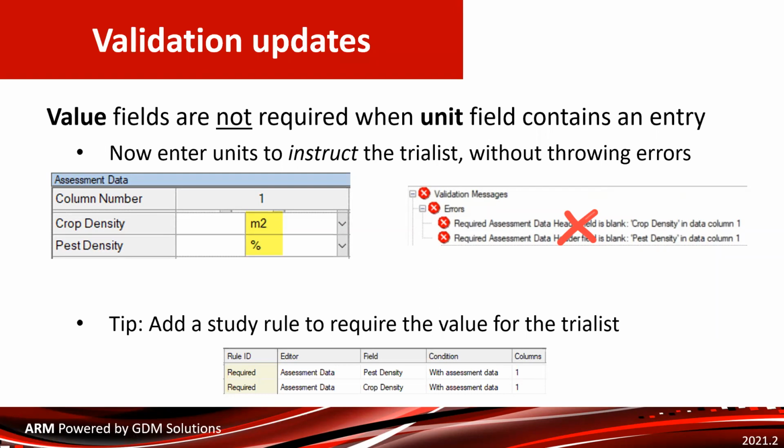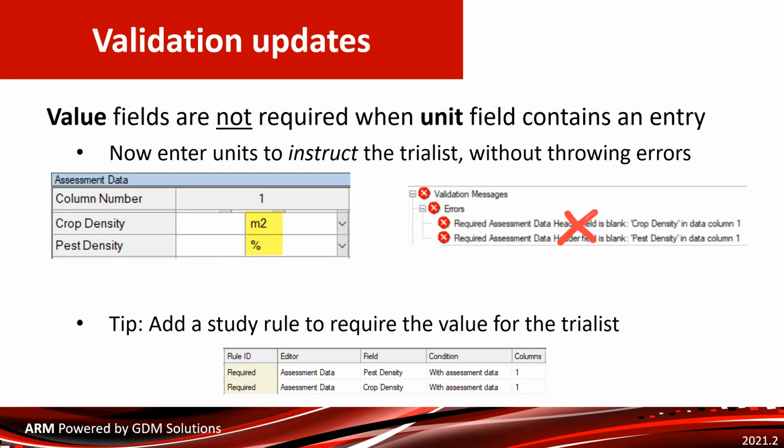If you still want the trialist to get these types of errors and make sure the trialist, when they're documenting, fills in what was used, then you can use a study rule. So I think this gives a little more flexibility. You can still certainly make sure they fill in the crop density or the pest density by just adding a study rule. And now the condition will allow you to control when these errors will happen.